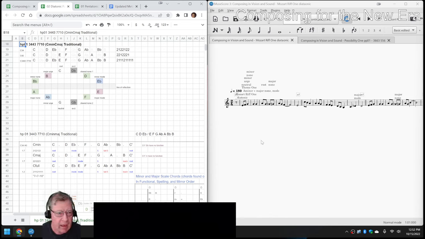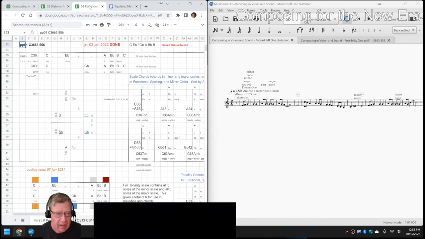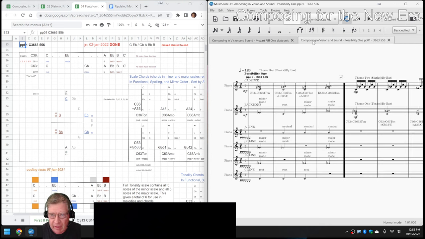Okay, on the left-hand side, we have our traditional diatonic do-re-mi scale analysis spreadsheet, and on the right-hand side, we have a composition using it. Also on the left-hand side, we have our first pentatonic parallel custom scale analysis spreadsheet, and on the right side, we also have a composition using it.